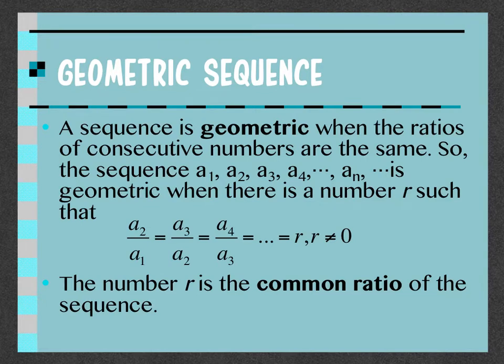So in the sequence A1, A2, A3, A4 to AN, it's geometric if there's a number R such that you can divide 2 by 1, 3 by 2, 4 by 3, and get the same number, meaning you are multiplying the same term each time. That term has a name called the common ratio, and the variable we use to represent it is R. So common difference is arithmetic, that's D. Common ratio, that's geometric, and that's R.